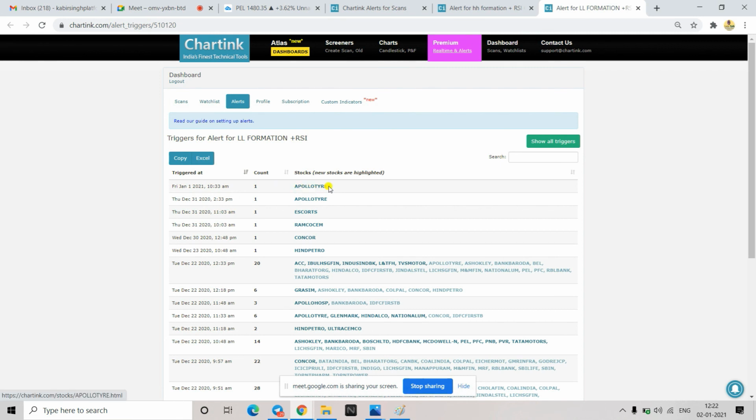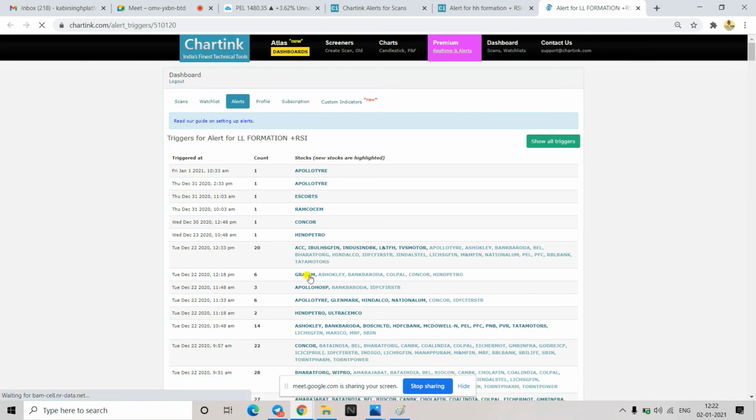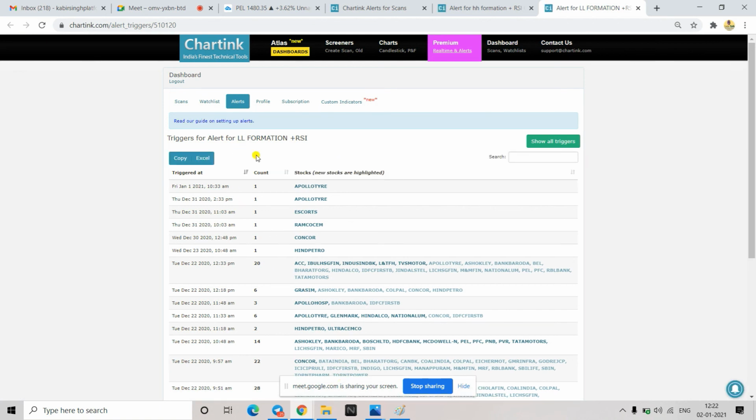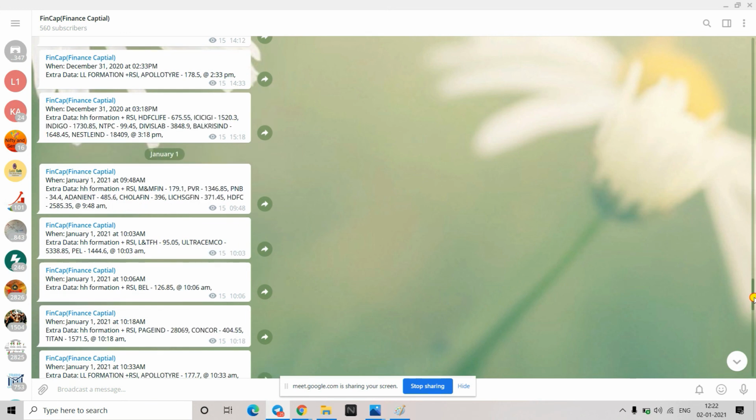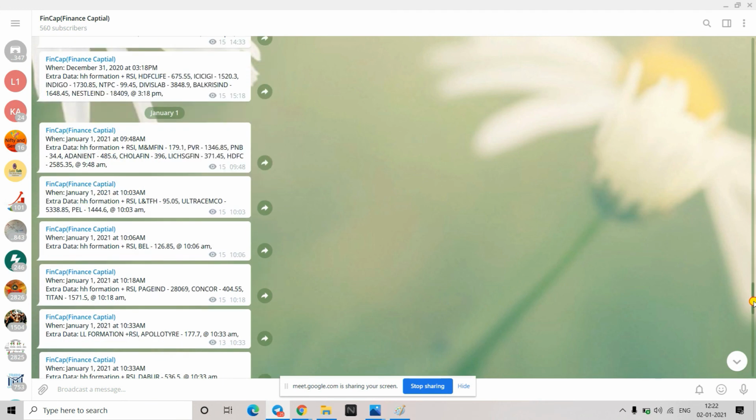Only one alert was there, in Apollo Tyres, and that too at 10:33. So that's why sometimes the alerts will not come. If the market is somewhat bullish or conditions are not fulfilling, you will not get the alert. So make sure that you read properly before entering. At 10:33 we had Apollo Tyres here. The same condition should be followed whichever time you get it. Make sure that you enter at the day low. Don't enter in between.